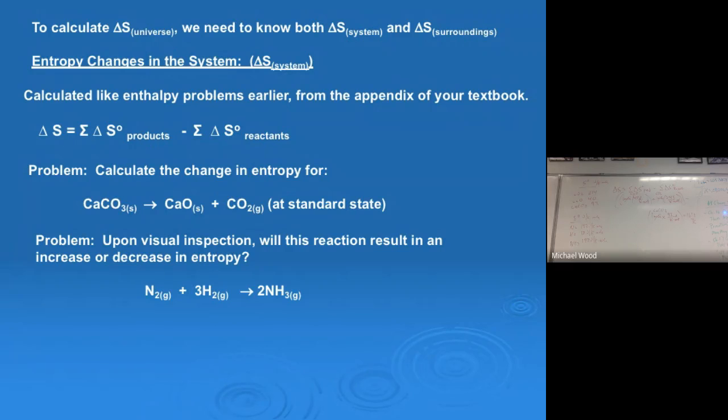And again, it says here, and it's something I should have talked about before we did this, upon visual inspection, will this reaction increase or decrease entropy? What would you have predicted, a positive or negative entropy? Negative, good. Because I have 2 gas molecules here, I have 4 here. I think this should be negative this time.